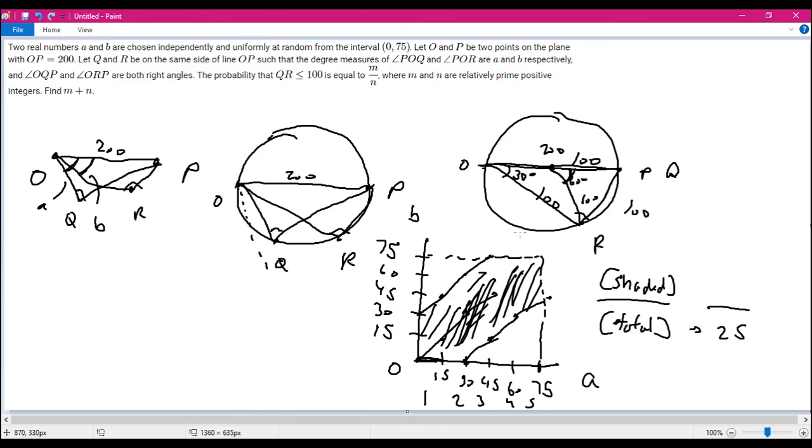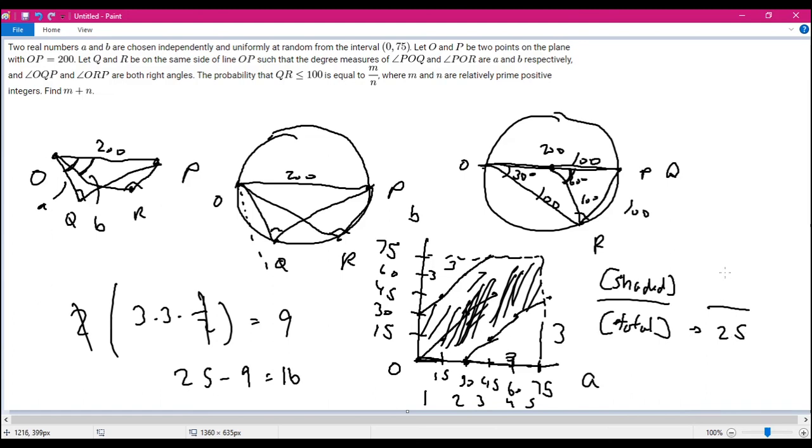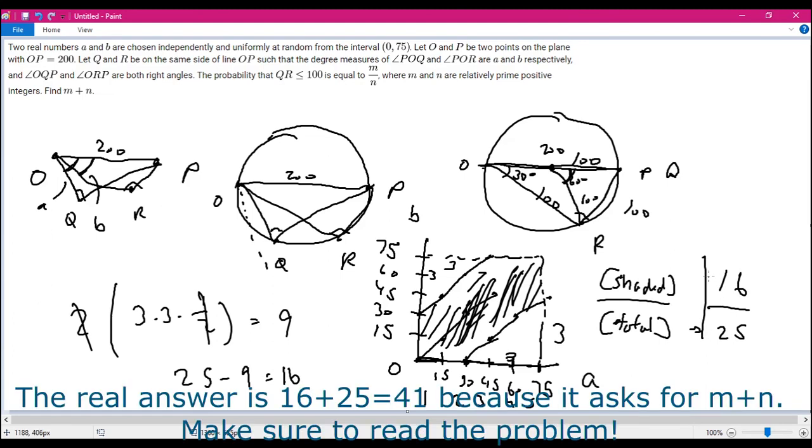What's the shaded region? We can take the whole thing and subtract off these triangles. This triangle here has length 1, 2, 3, and height up to 45, so it's 15, 30, 45, that's 3. And this one also has 3 and 3. So we have 2 of the same triangles, and their area is length times width times 1/2. These cancel out. So the area of these triangles is 9. So the shaded region is 25 minus 9, 16. 16 over 25. That is our final answer.